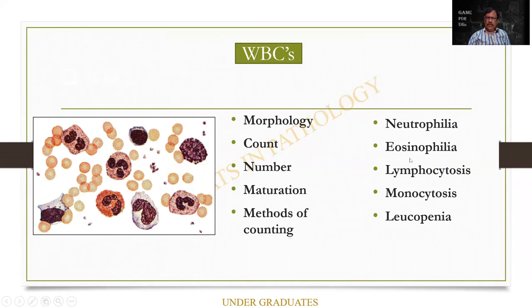And if it is normal, fine. If it is increased, it can be neutrophilia, eosinophilia, lymphocytosis, monocytosis, or if it is decreased, it can be a leukopenia. So these are the things. Basophil means I am finding bluish granules. The nucleus is not very clear.